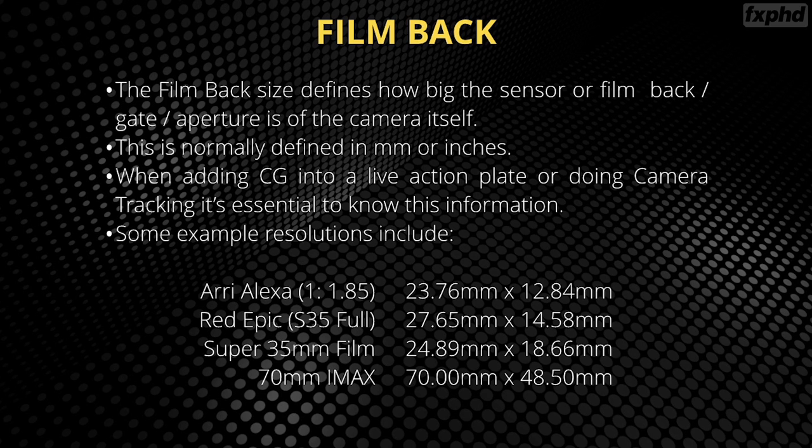So some examples of a film back size include the ARRI Alexa. You can see that's about 23.7 by 12.8. Red Epic is 27.6 by 14.5. A Super 35mm film back would be 24.8 by 18.6. And if you go up to a huge IMAX, you've got 70mm, which is obviously the very famous number with IMAX, 70mm by 48.5mm. So this defines the actual size of the film back itself.